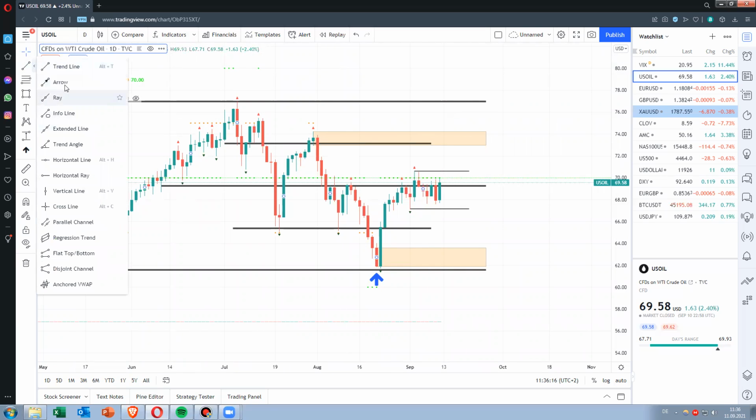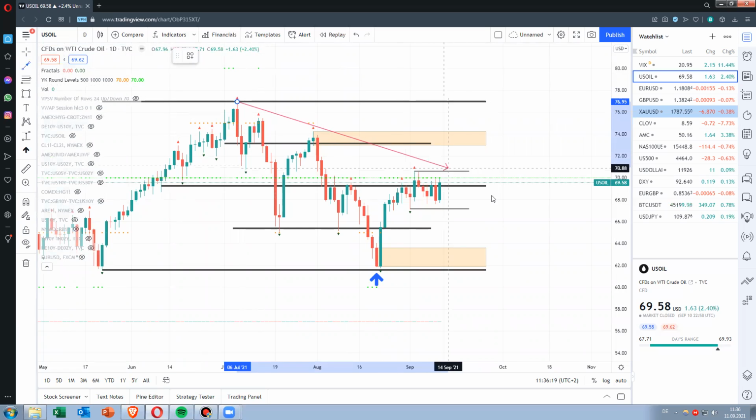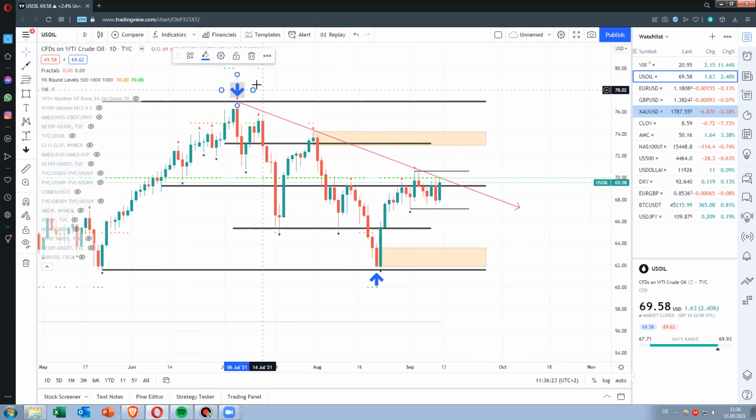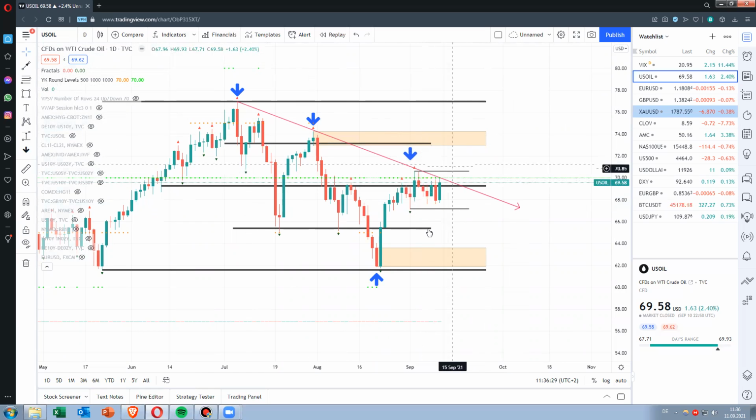If I draw an arrow from this high, this would be paycheck because you have liquidity here, here, and I have no doubt that this liquidity will get taken out, but I would like to see a retracement first, like filling this imbalance.